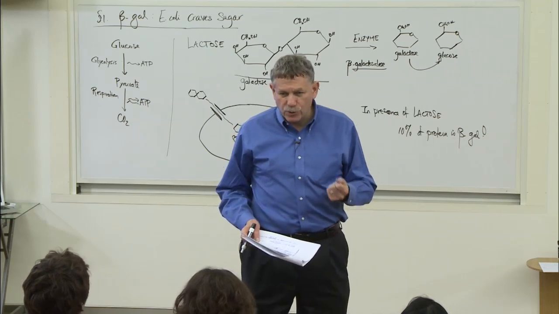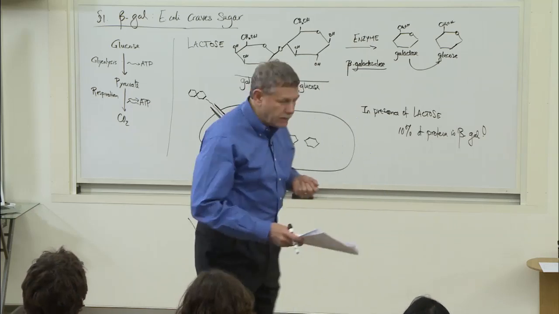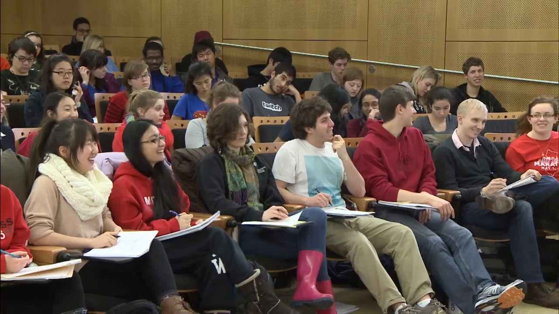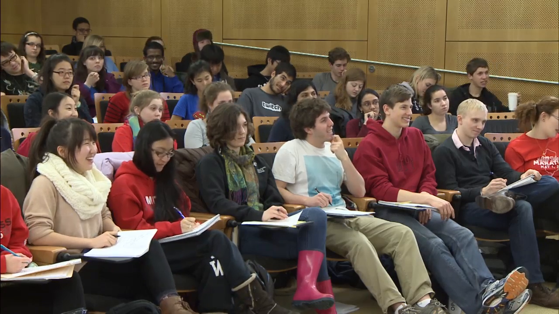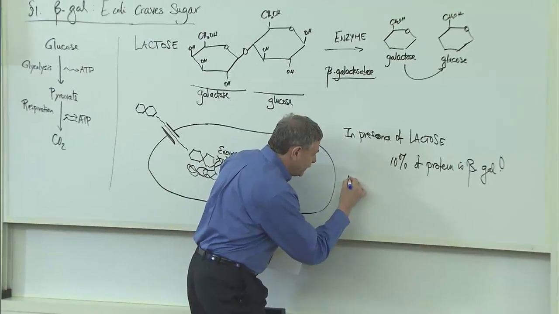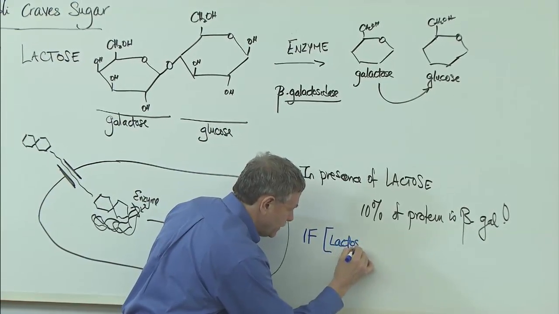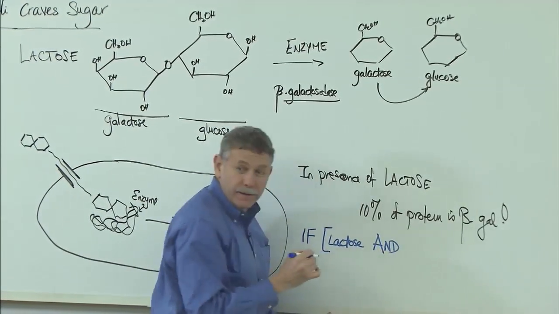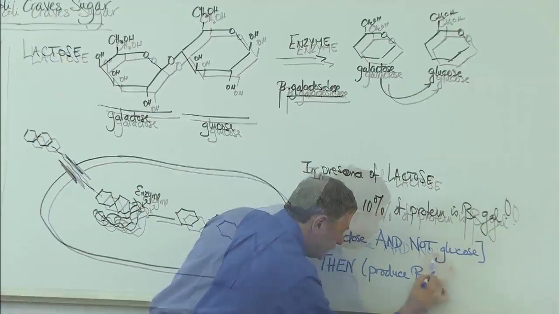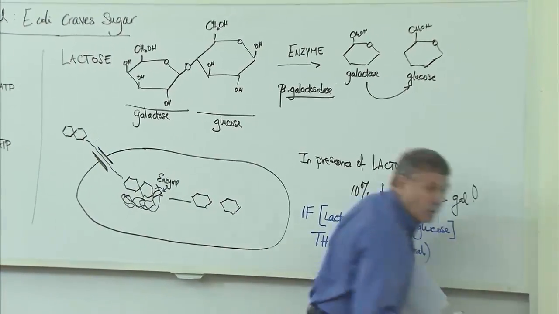Let's write a computer science rule for E. coli to decide when to make beta-galactosidase. Give me an if statement. Sorry? In which computer language? Well, let's do it in pseudocode, okay? We'll write it in pseudocode here. And in pseudocode, we would write: if lactose and not glucose then produce beta-gal. Okay? That's the pseudocode for running that operation in a bacteria.